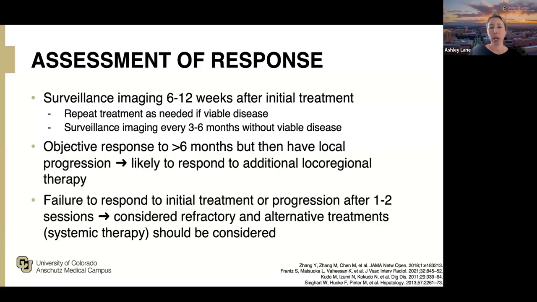Those who have an objective response greater than 6 months, but then have local progression later on, their tumor biology is likely to respond to additional local regional therapy. So that's typically what we pursue. Those who fail to respond to initial treatment or progress after 1 to 2 sessions, we tend to consider them refractory, and that's when we should really be thinking about alternative therapies such as systemic therapy.